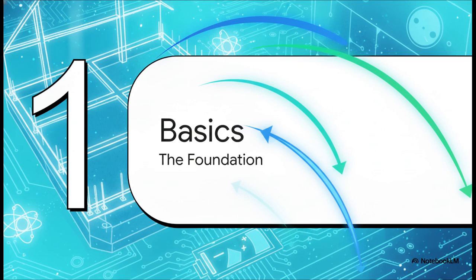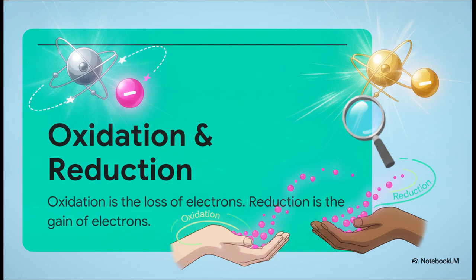Section 1. Basics of Electrochemistry, the foundation. Okay, before we can build the house, we absolutely need a rock-solid foundation, right? In electrochemistry, that entire foundation comes down to one really simple concept: the transfer of electrons. To get this, you just need to master two words: oxidation and reduction. It's quite straightforward. Oxidation simply means the loss of electrons, while reduction is the gain of electrons. That's it. That is the core of this whole chapter.